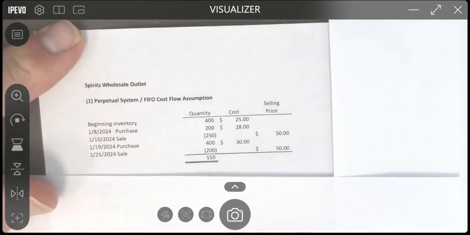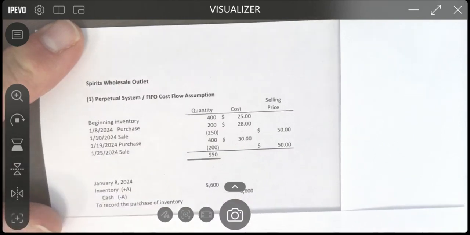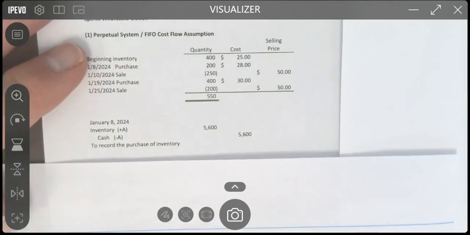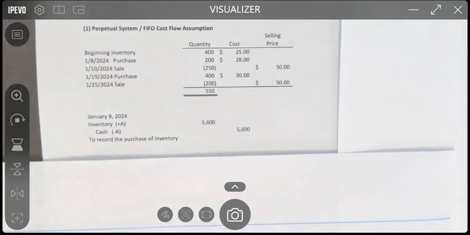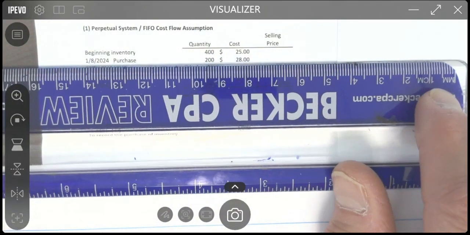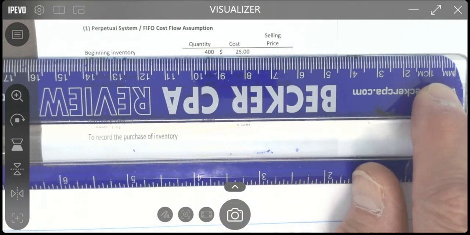perpetual inventory system with the FIFO cost flow assumption. That's our entry on January 8th. It won't matter what cost flow assumption we're using, because that only matters when we sell items. We have to use an assumption of which items were sold. So we debit inventory for $5,600 and credit cash for $5,600, and that is for that purchase. Remember, this was an ending inventory, so that's already in your ledger account.